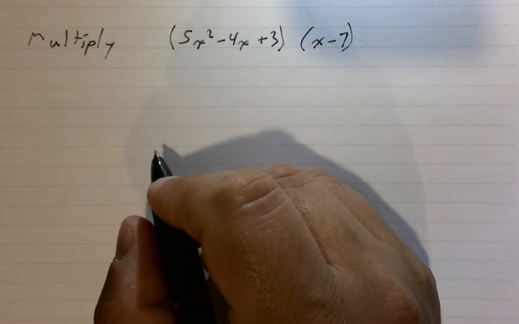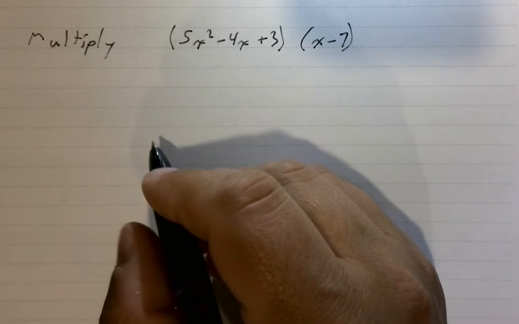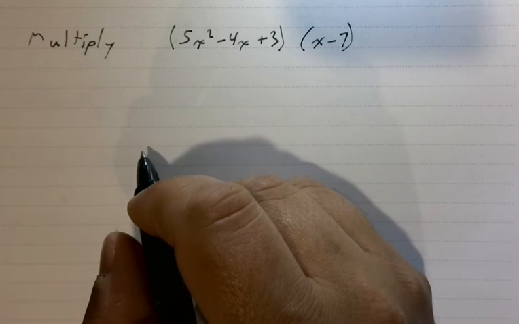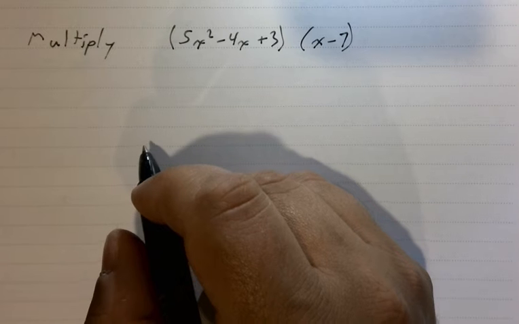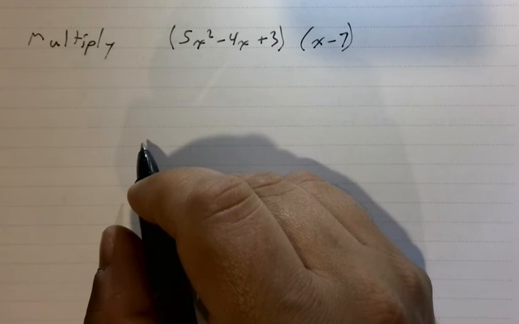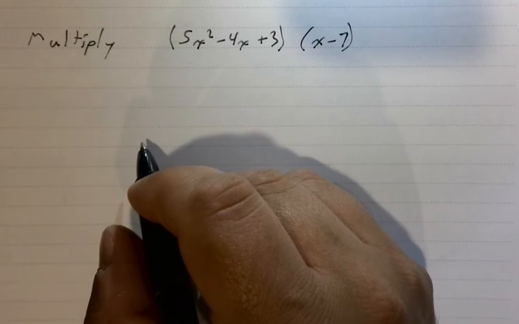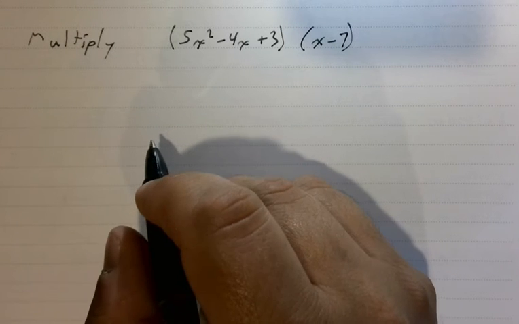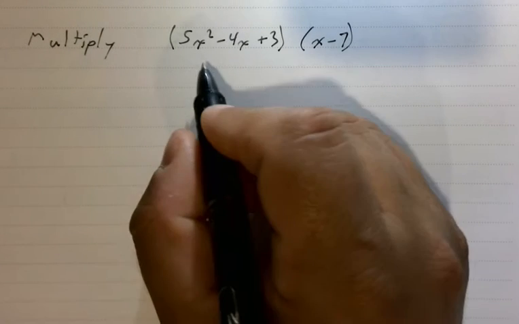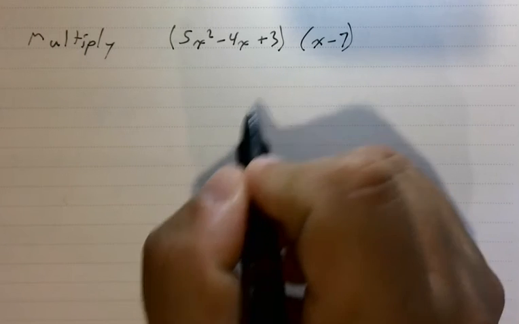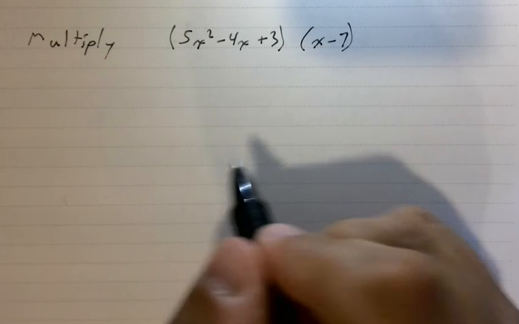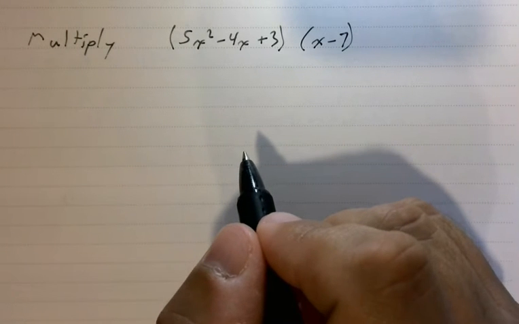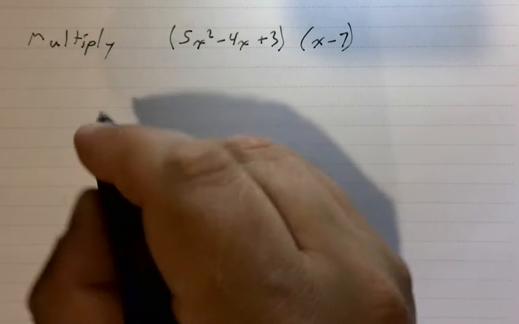In this video, we're going to continue multiplying polynomials. This is part 3 of a 3-part video. In the first video, we looked at multiplying 2-digit numbers. The second video, we looked at multiplying 2 binomials, which are polynomials with 2 terms. Now, we have a trinomial times a binomial, and so this is a more advanced polynomial multiplication problem.